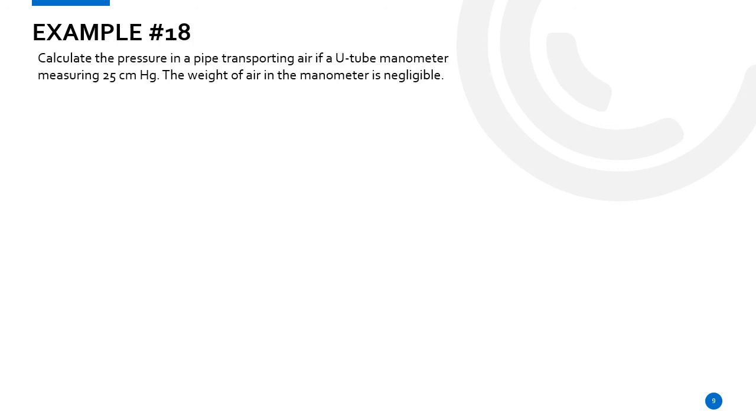So atong next example, calculate the pressure in a pipe transporting air if a U-tube manometer measures 25 cm of mercury. So the weight of air in the manometer is negligible. Okay? So dali naman i-convert nato ni. Okay? So pressure is equal to 25 cm mercury. Conversion naman, so convert nato siya og kPa. Okay? So 101.325 kPa all over pila man na siya.